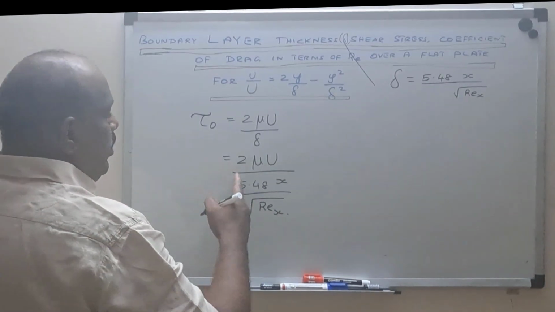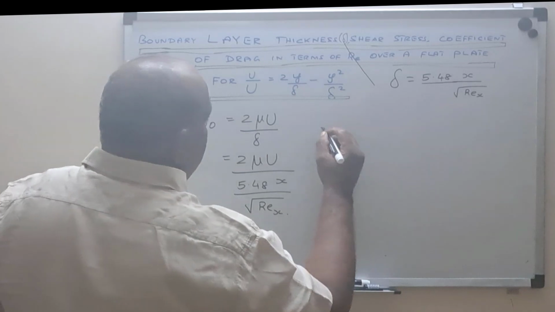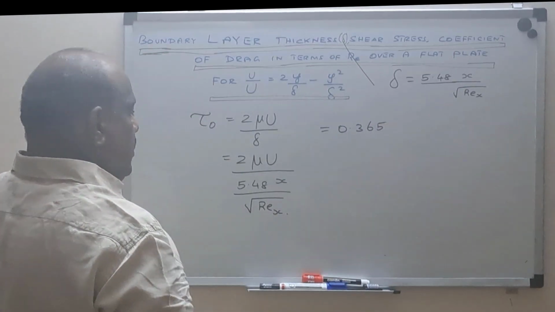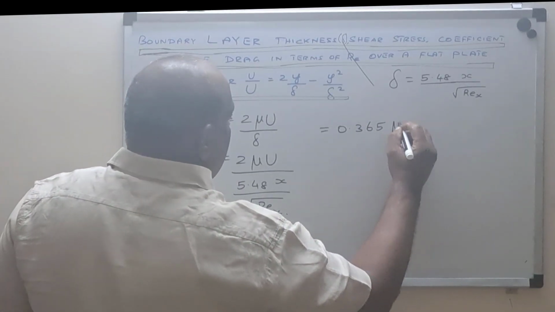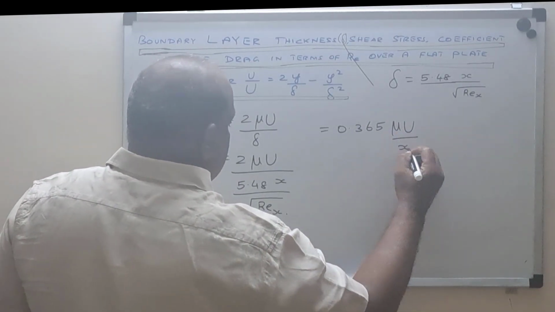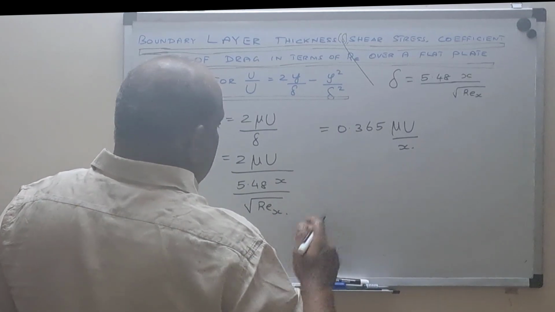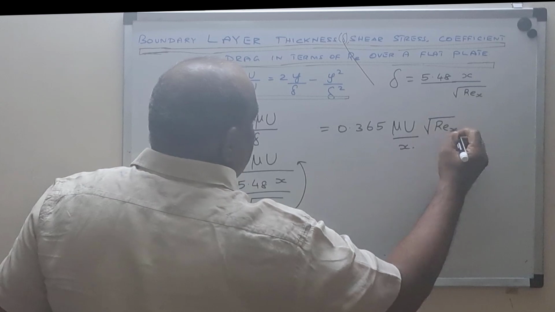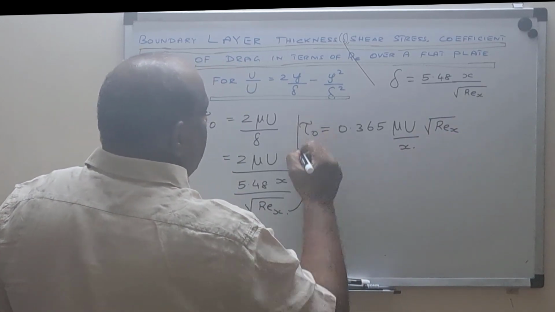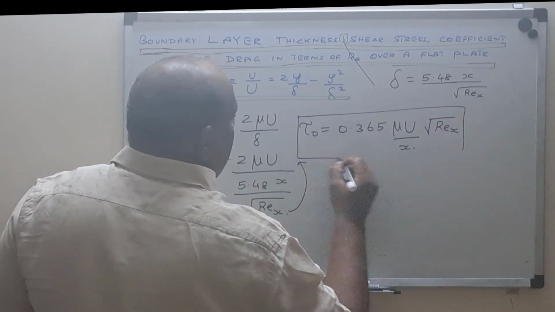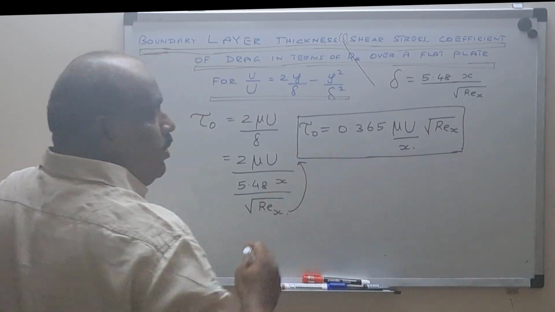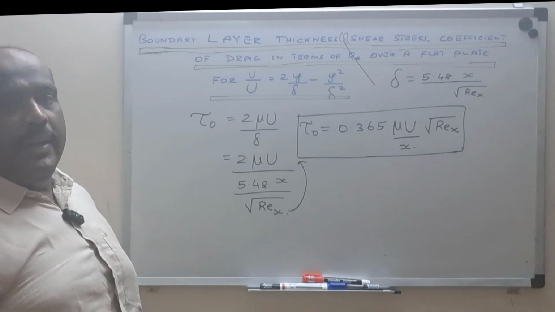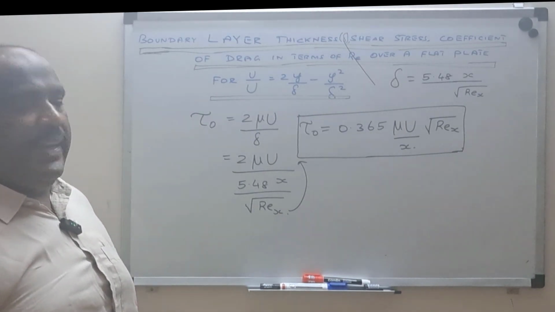Okay. So when I divide 2 by 5.48, it will become 0.3649. We'll round it off to 0.365 mu u by x, and the square root of this term will go to the numerator. So it will become Reynolds number x. So now we obtain the second relationship also. What is the second relationship? Tau naught equal to 0.365 mu u by x into square root of the Reynolds number based on x.